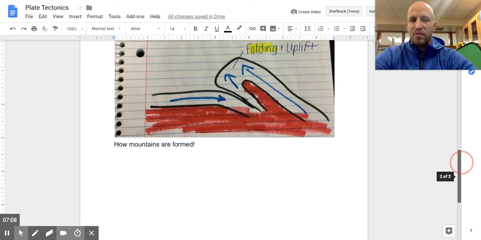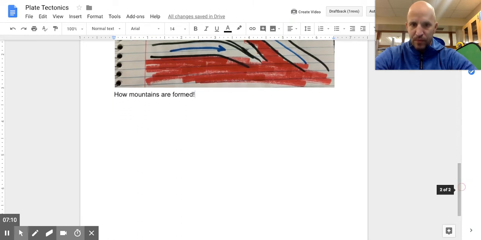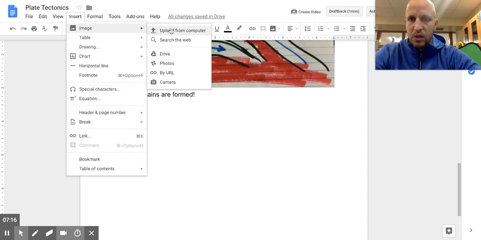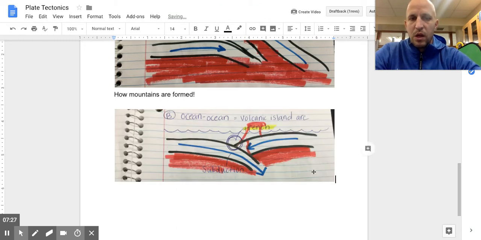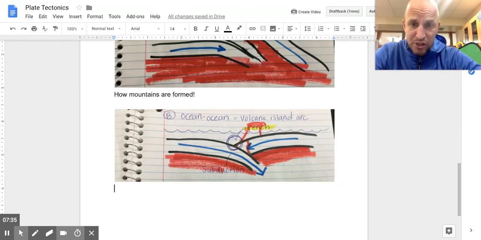And one more picture for convergent. Again, pause at any time because you can pause this and look at what I'm drawing, or look at the images. So let's upload from the computer here. Image number 3. All right, so in this picture, this is how volcanic island arcs are formed. Again, I'm giving you a lot of information here, and this is how trenches are formed.